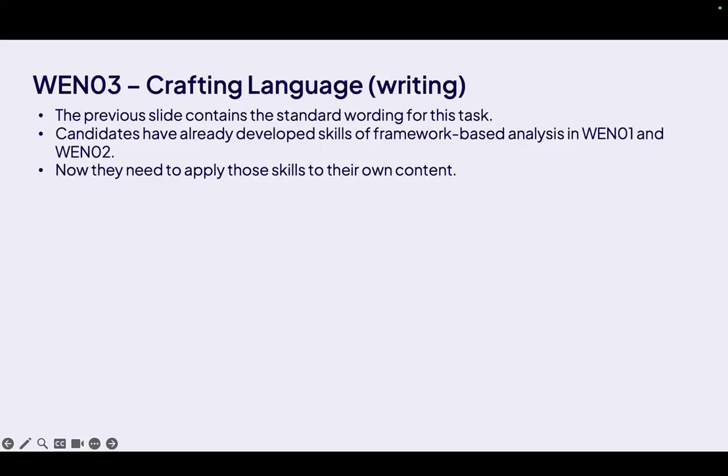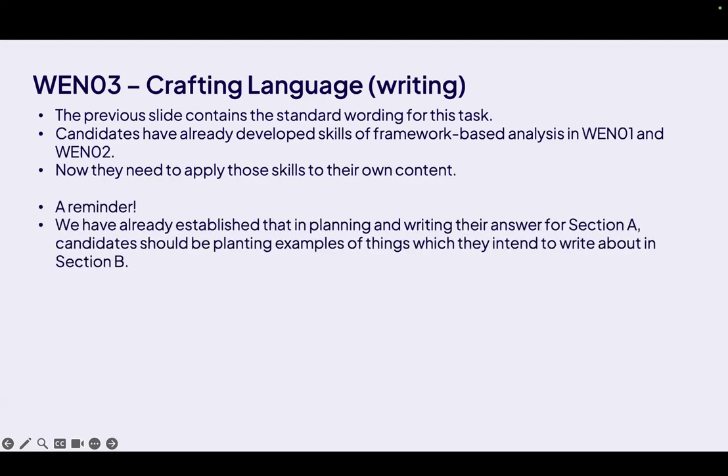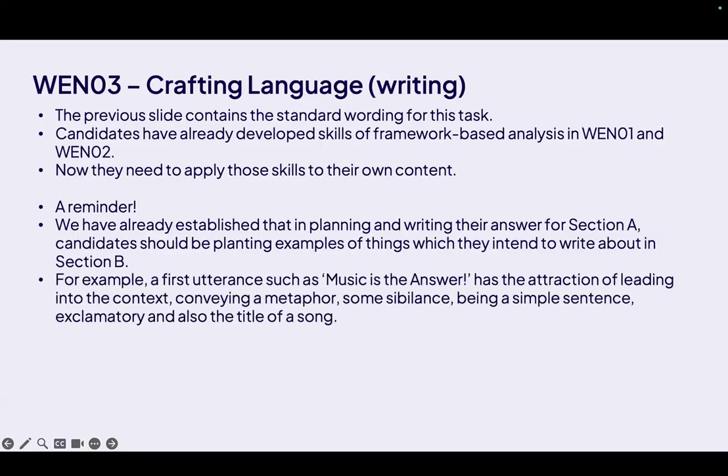And now they need to apply these skills that they had in paper one into their own script for section B of paper 3. A reminder being, we already established that in planning and writing, candidates should be planting those breadcrumbs, those seeds of things that they intend to write about in section B. For example, if you move over in your delegates booklet, what did they call it? Maximizing music. That was the title of that previous text that we just looked at, candidates' response.